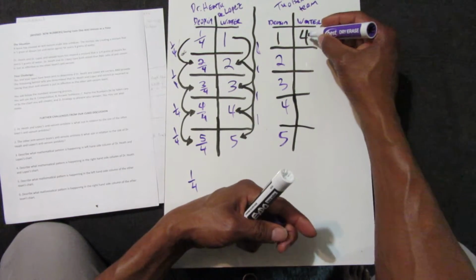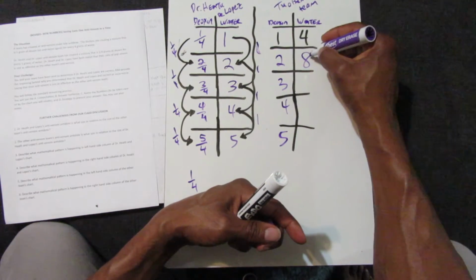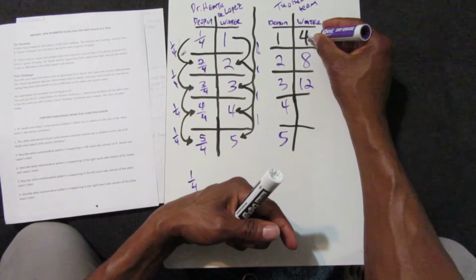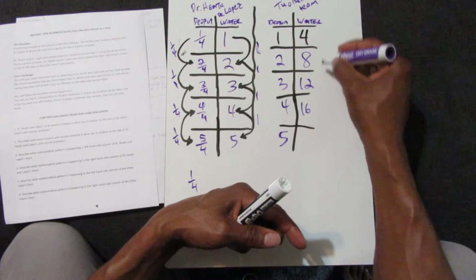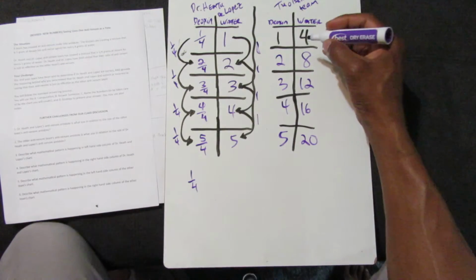4. Now what's going to happen here? We're going to add 4 to that, 8. Then we're going to add 4, the original value, to that, 12. Add 4 to that, 16. Add 4 to that, you see 20. So let's see what's happening here, the rate of change.